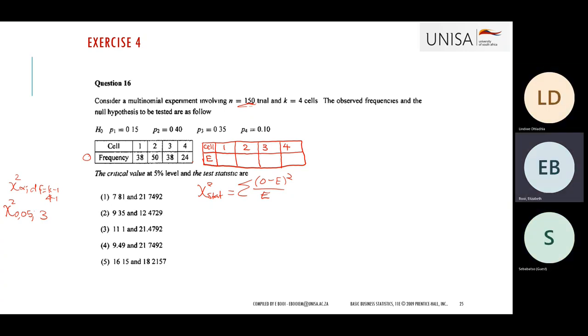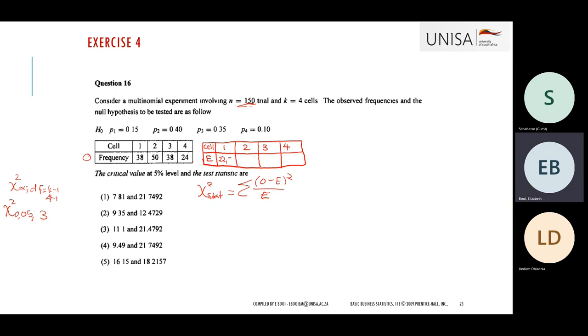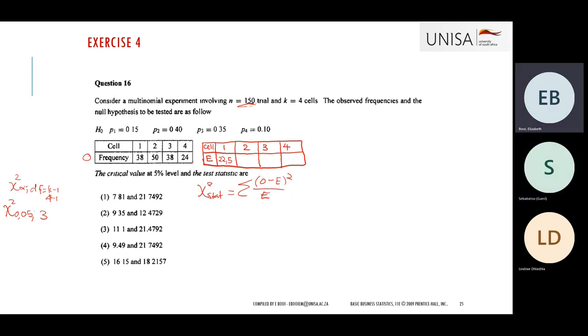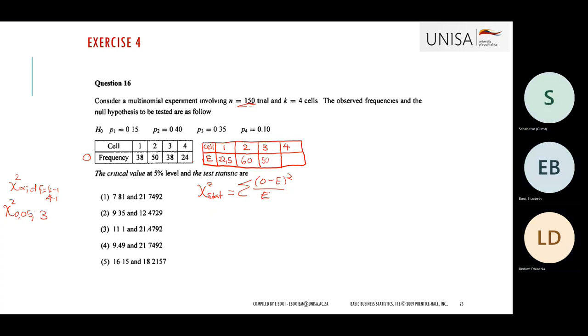I'm done. Okay, so let's do the expected frequencies first. The expected frequency here will be 0.15 times 150. What do you have? 22.5. And 0.4 times 150? 60. Okay, and 0.35 times 150? 52.5. And 0.1 times 150?